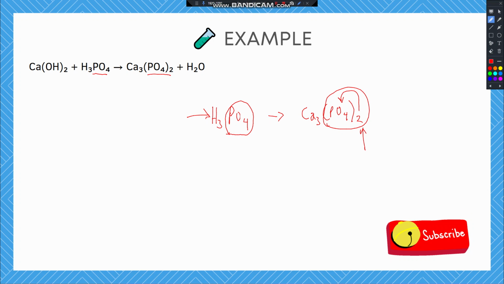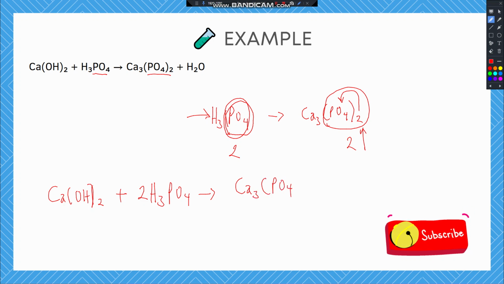the chemical equation so that this polyatomic ion here can now become 2 units on the left hand side and 2 units on the right hand side. So therefore the equation now becomes Ca(OH)2 plus 2H3PO4 yielding Ca3(PO4)2 plus H2O. As you can see now, we have balanced the first polyatomic ion.